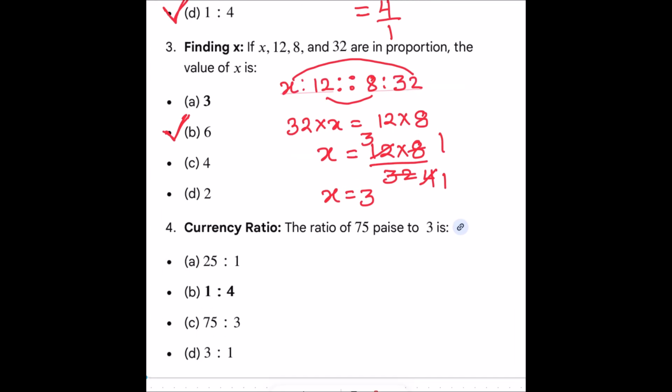So question 4 is based on currency ratio. The ratio of 75 paise to 3 is. So let's find out 75 paise, and 3 means rupees, 3 rupees. Let's convert this 3 rupees into paise. So 1 rupee is 100 paise, so 3 rupees will be 300 paise.